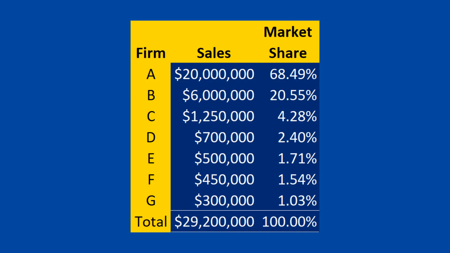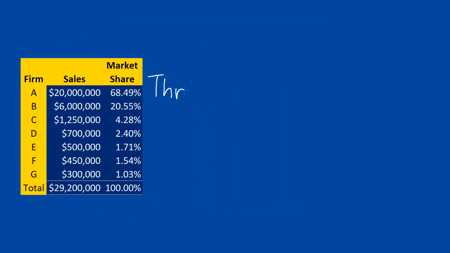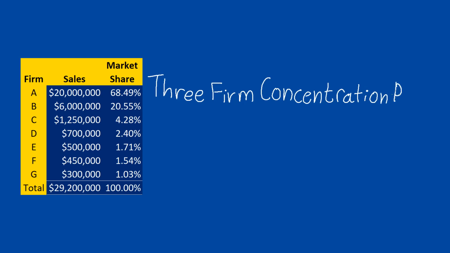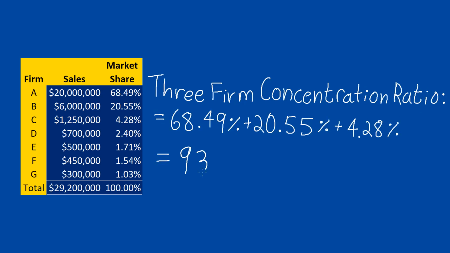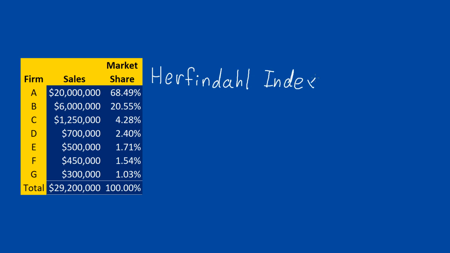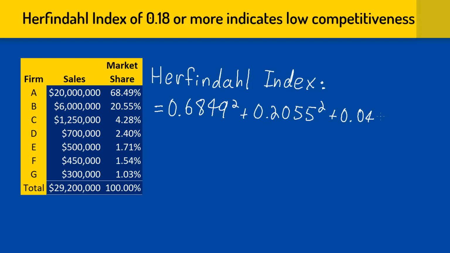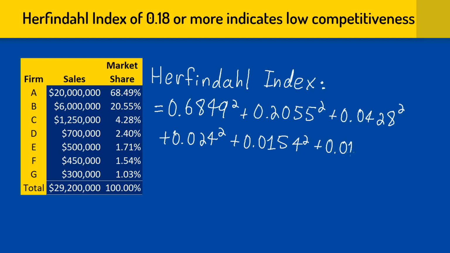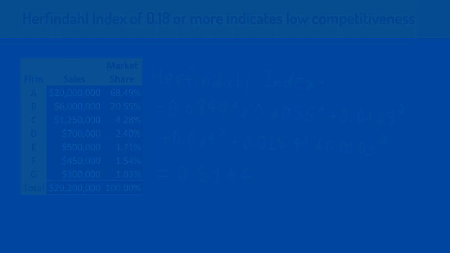Let's take a look at another example, but this time with a market where 1 or 2 firms are clearly more dominant. The 3 firms' concentration ratio in this situation is a total of 93.32%. The Herfindahl index in this example is 0.5144. This index, along with the concentration ratio, reveals that the market in this example is not very competitive, unlike our previous example where the concentration ratio and the index revealed the market was moderately competitive.